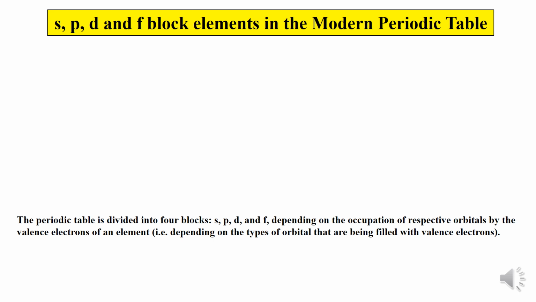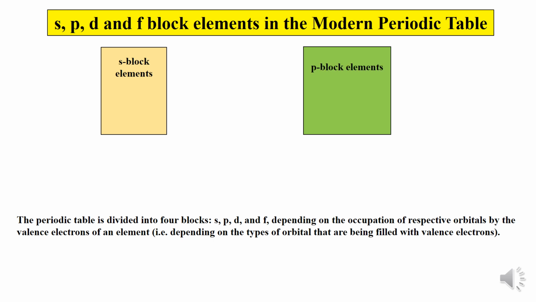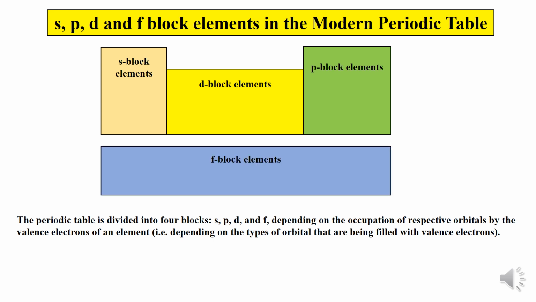Now the periodic table is divided into 4 blocks, that is S, P, D and F block elements in the modern periodic table. You will find the S block elements towards the left side of the periodic table, P block elements towards the right side of the periodic table, D block elements will be sandwiched between the S block and the P block elements, while the F block elements, you will find below the S, P and D block elements.